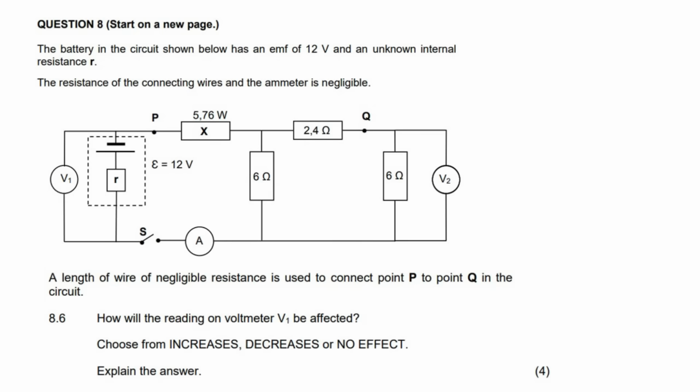And here's our last part. It says that a length of wire of negligible resistance is used to connect point P to point Q in the circuit. Oh, I see. Okay, I was reading that weirdly. So they're going to take a piece of wire and connect it from point P to point Q.